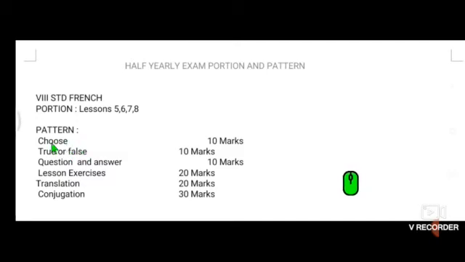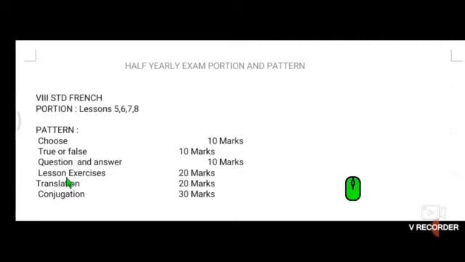So imagine this is Roman letter 1 and 2. Just go ahead with one Roman letter on the first page, and if there is continuation space, take the second Roman letter. Make it a single page, and question answer one page. Okay, so choose and true or false one page, question answer one page. So that will make your answer paper look neat. And lesson exercises, only 2 exercises per page. If it is 10 marks, 1 exercise per page, and if it is 5 marks, 2 exercises per page. Okay, so just divide accordingly.